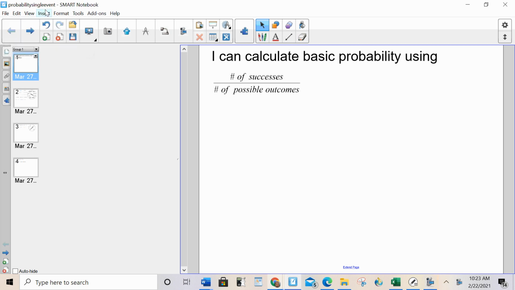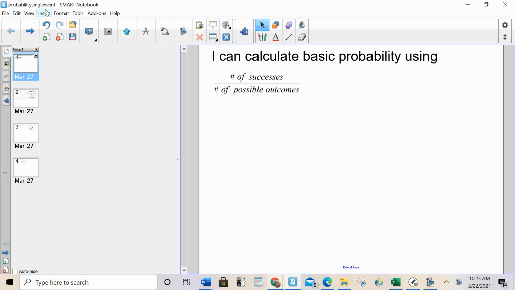This is the first lesson in the probability unit, and this is calculating basic probability using the number of successes over the number of possible outcomes. Now, this is pretty much like a seventh grade lesson, but I just want to make sure that everyone's comfortable with the basics before we obviously expand and get more in depth in this topic.